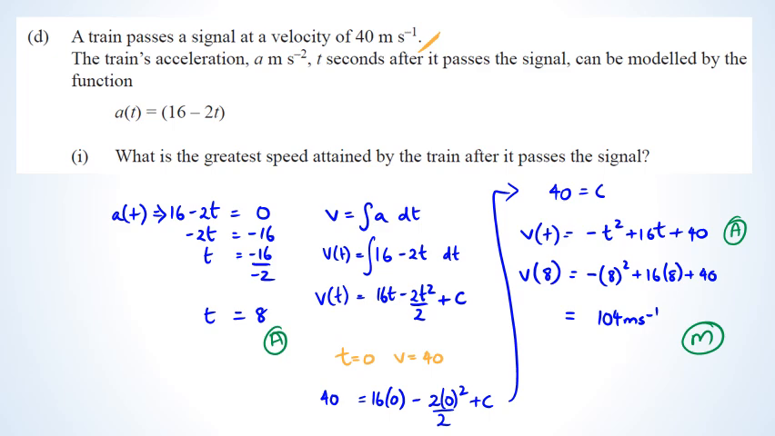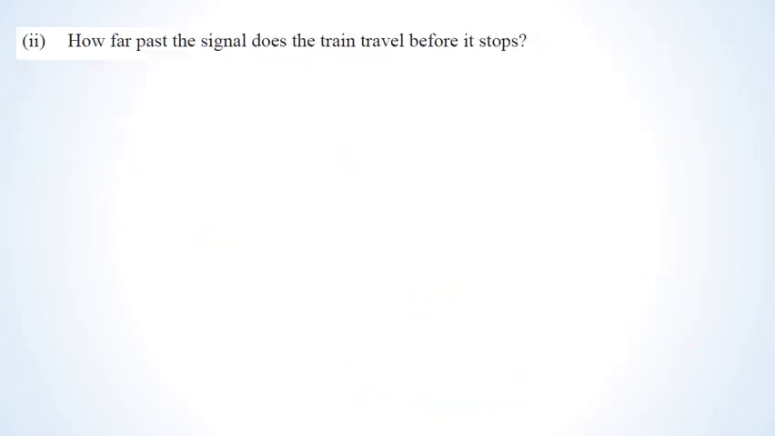Okay, now we go to part 2 of this question. Part 2 says, how far past the signal does the train travel before it stops? What we do know is the velocity function. The velocity function was v of t is minus t squared plus 16t plus 40. So if the train has to come to a stop, we know that the velocity is equal to 0. So I'm going to put 0 equals negative t squared plus 16t plus 40.